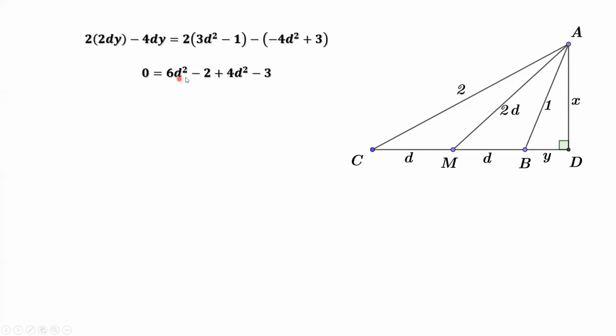0 equals 6d squared minus 2 plus 4d squared minus 3. This implies 10d squared equals 5. The same result as we derived in method 1. Therefore, d equals square root of 2 over 2. The final answer for BC is square root of 2 because BC equals 2 times d.